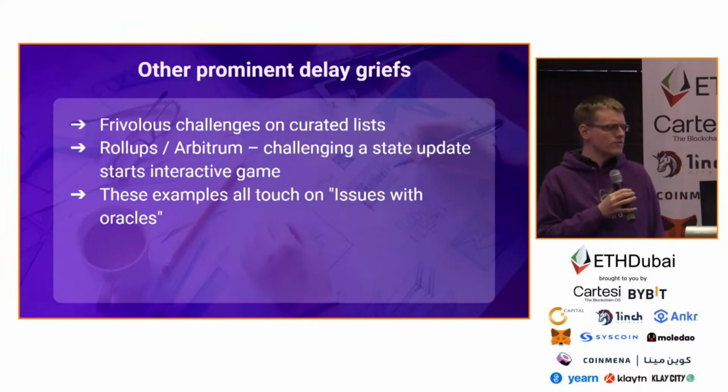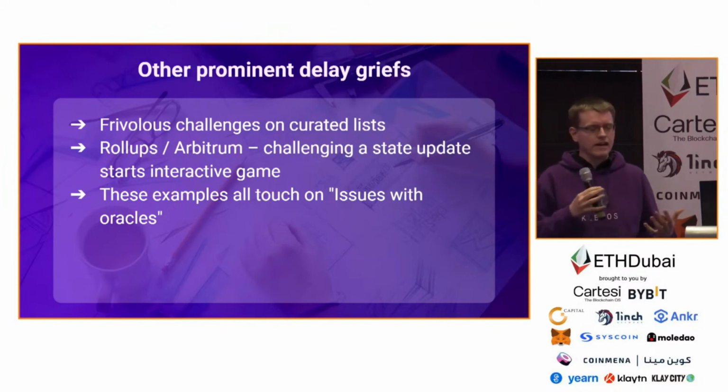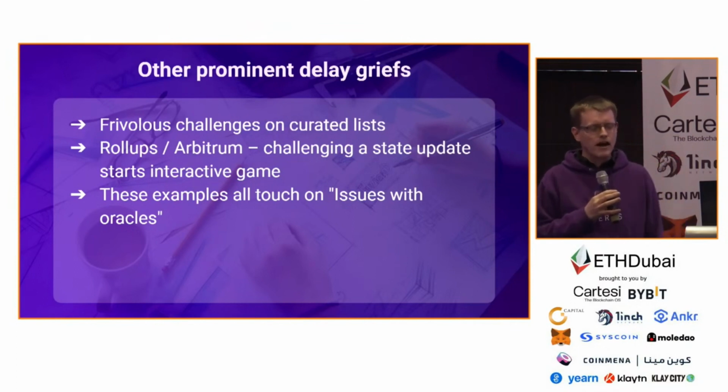Some other prominent delay griefs: you can have frivolous challenges on curated lists, whether that curated list is using Kleros or some other mechanism. In rollups, specifically in Arbitrum, you can challenge a state update, which starts an interactive game. That interactive game takes some amount of time, which results in a delay. And all of these examples touch on issues with oracles, the broader point I made at the beginning about how our oracles aren't all that great. Kleros is a subjective oracle that has to do with disputes. What is the right answer to a dispute?